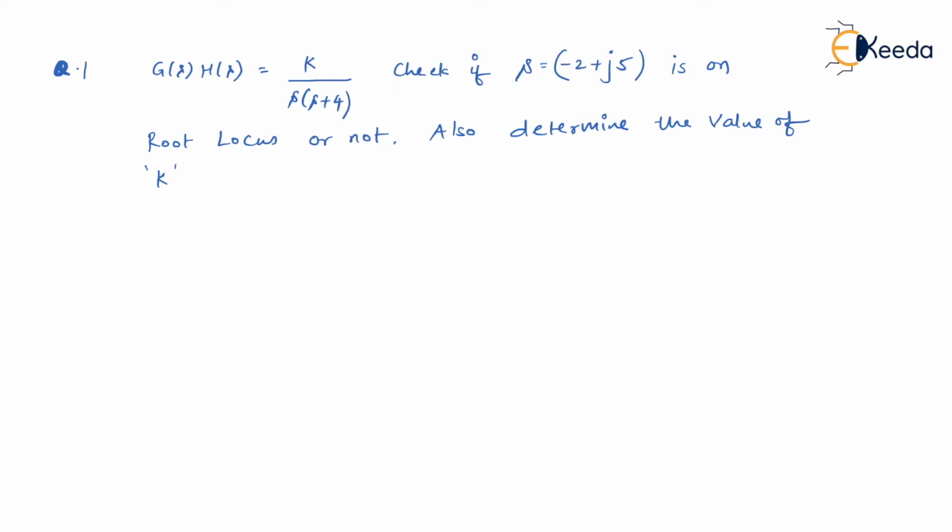So the first question says G(s)H(s), that is the loop gain, is given. You have to check whether the given point, that is s equal to minus 2 plus j5, is on the root locus or not. Also determine the value of the respective K. So let's begin with this.